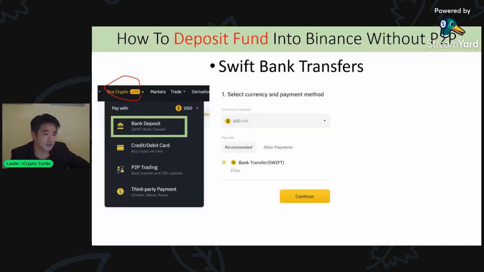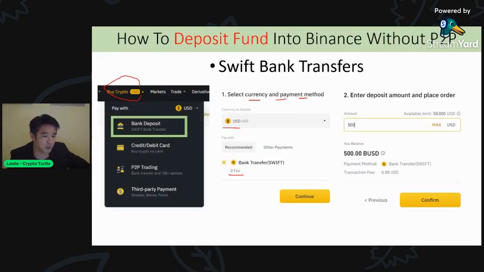So next you actually see this again, select currency and payment method. Again, there's no more SGD, so you have to select USD and bank transfer, zero fee. And DBS also doesn't charge a fee. So I think that's quite fantastic. And after which you will click continue, and you will see this one.